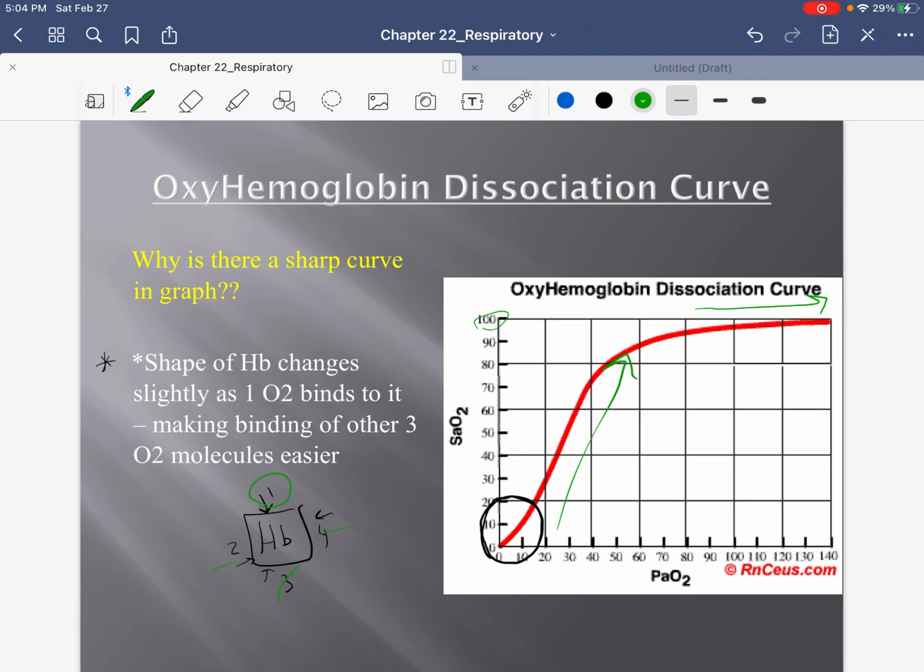So the curve will level off at 100, because once all 4 of those spots are taken, even if there's more oxygen present in the blood, there wouldn't be any spots available for them to bind to on hemoglobin. Good.